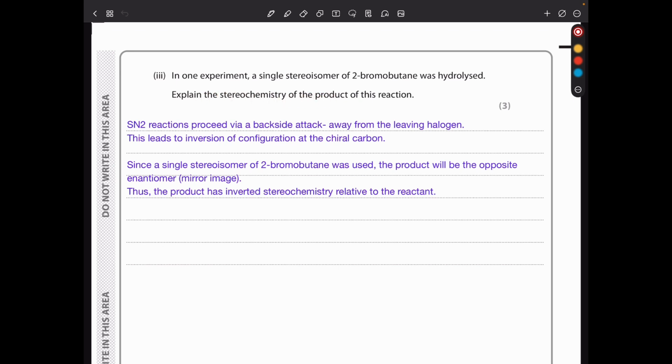Explain the stereochemistry of the product of this reaction. If it was hydrolyzed, the incoming nucleophile can only attack from one side because it's SN2. So I said SN2 reactions proceed via backside attack, meaning away from the leaving halogen. This leads to inversion of the configuration at the chiral carbon. Since a single stereoisomer of 2-bromobutane was used, the product will be the opposite enantiomer, which is the mirror image. Thus, the product has inverted stereochemistry relative to the reactant.